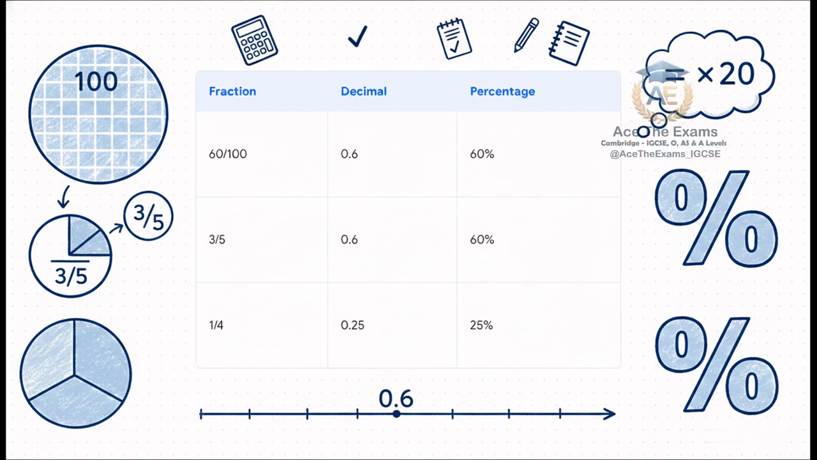Percentages literally translate to out of 100. So if you want to turn a fraction like 3/5 into a percentage, you just use equivalent fractions to change the denominator to 100. Multiply the top and bottom by 20, and boom, you get 60 over 100. That is exactly 0.6 in decimals and 60%. They are all mathematically identical.